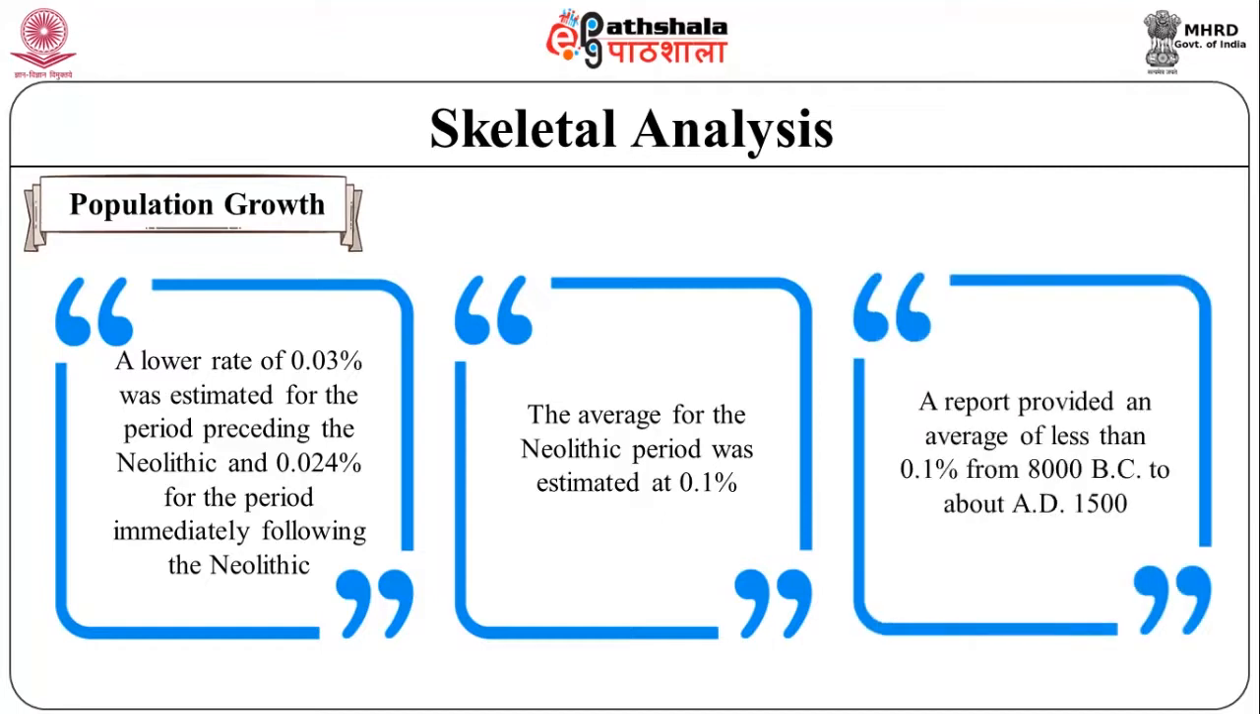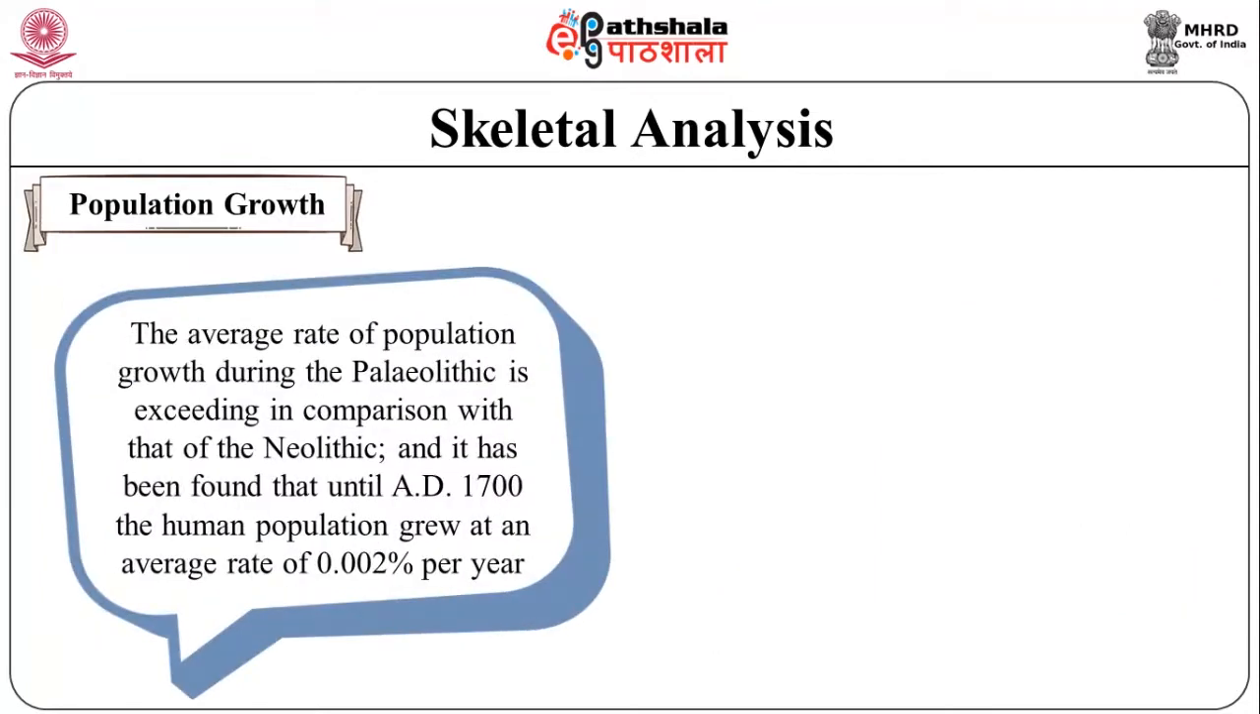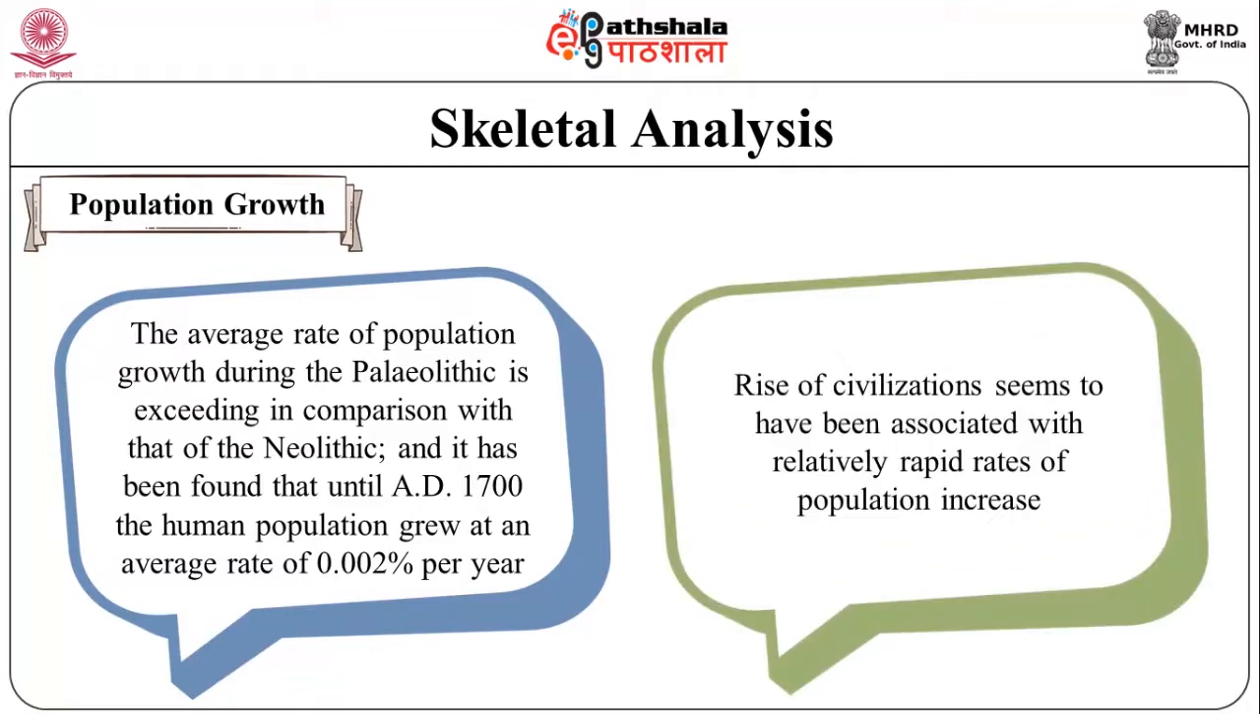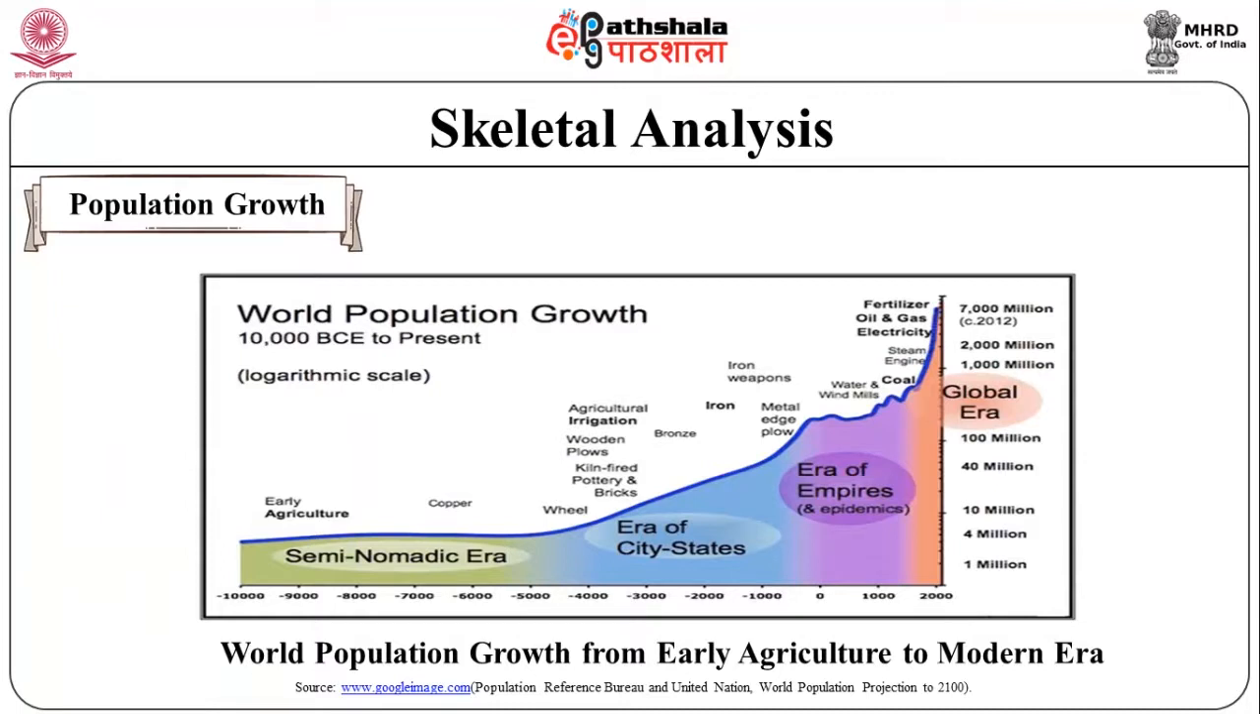A report provided an average of less than 0.1% from 1000 BC to about AD 1500. The average rate of population growth during the Paleolithic is exceedingly low in comparison with that of the Neolithic, and it has been found that until AD 1700, the human population grew at an average rate of 0.002% per year. The rise of civilization seems to have been associated with a relatively rapid rate of population increase. This figure displays the world population growth from early agriculture to the modern era.